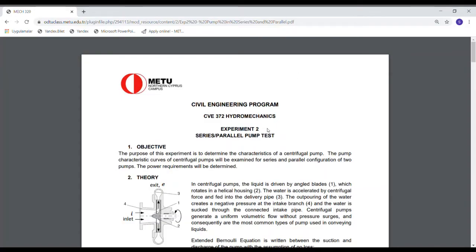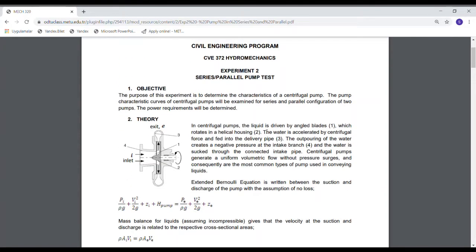Now I want to talk a bit about the theory part of the experiment too. Here in the lab manual you can see there is an image given for the pump. In this image there are 4 parts for the pump. Part 1 is the angled blades, part 2 is the helical housing, part 3 is the delivery pipe, and part 4 is the intake branch.